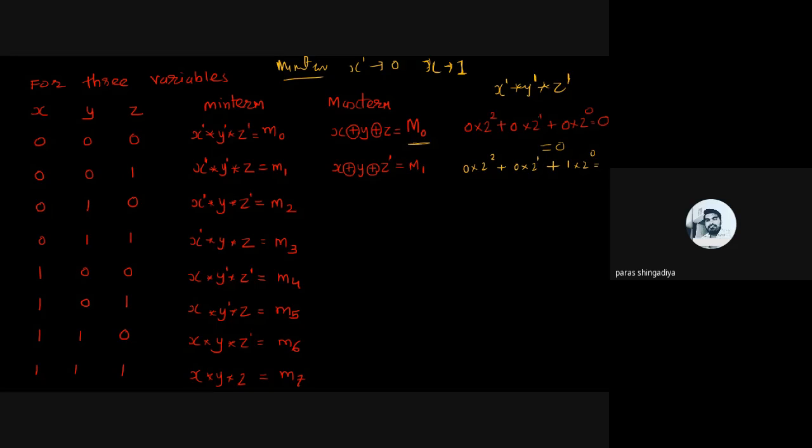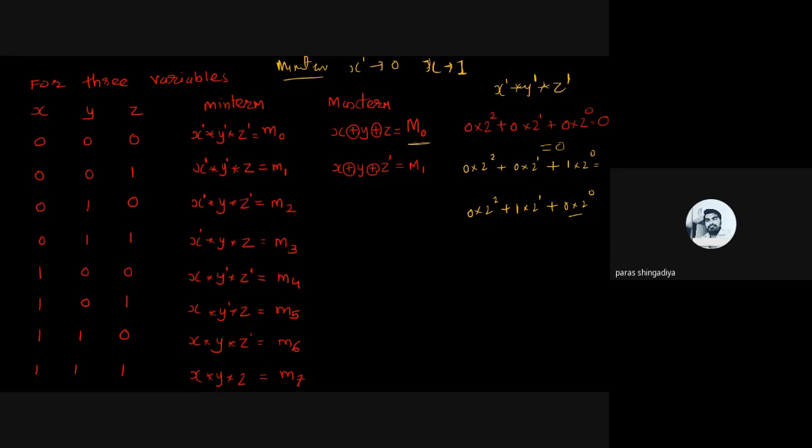Then after the third one, 0, 1, 0. It can be written as x dash star y dash star z dash. And what is the answer? Why is it m2? Let us check. It is 0 into 2 raised to 2 plus 1 into 2 raised to 1 plus 0 into 2 raised to 0. So that is 0, then 1 into 2 raised to 1 is 2, and 0 into 2 raised to 0 is 0. So the answer will be 2. Therefore it is m2.